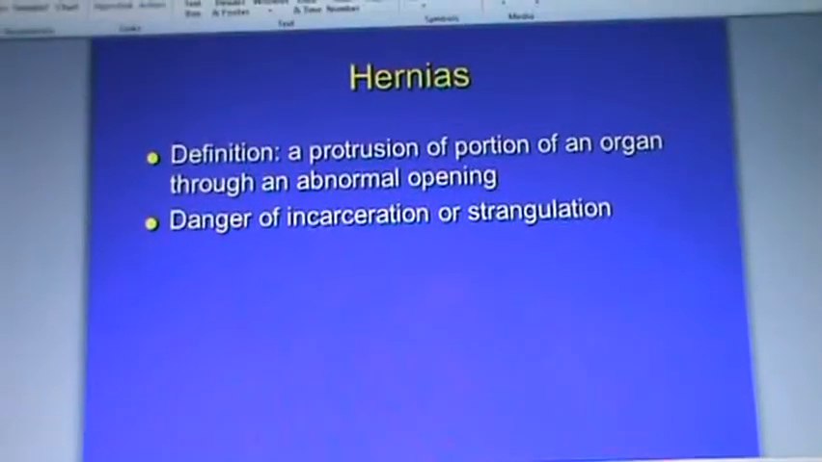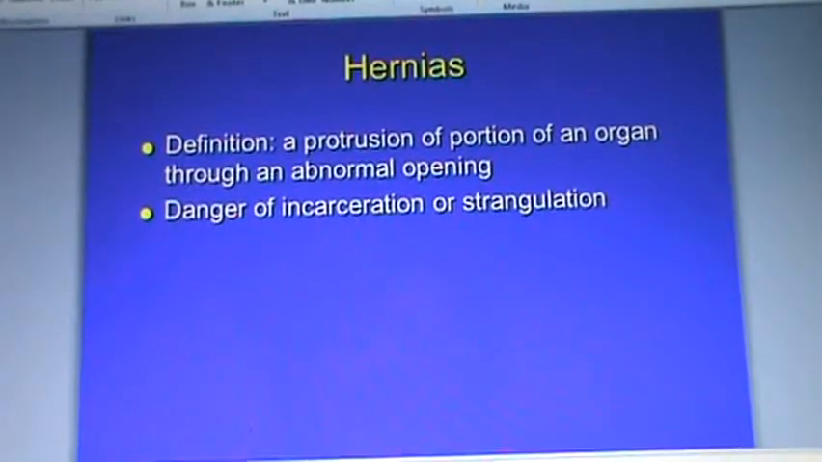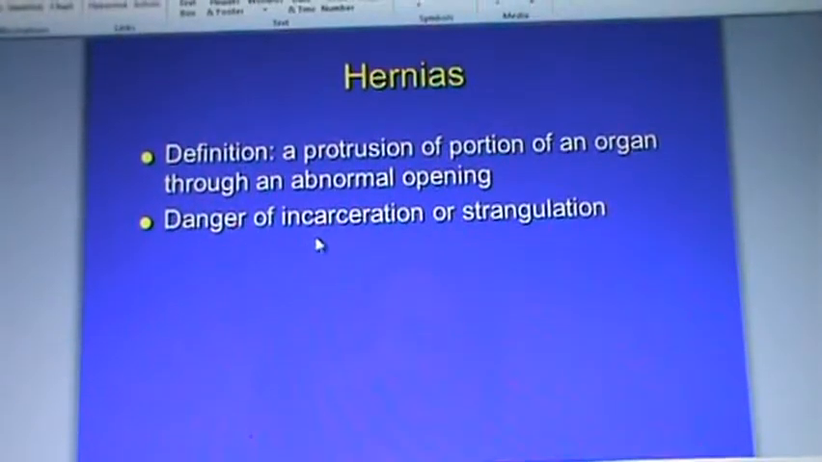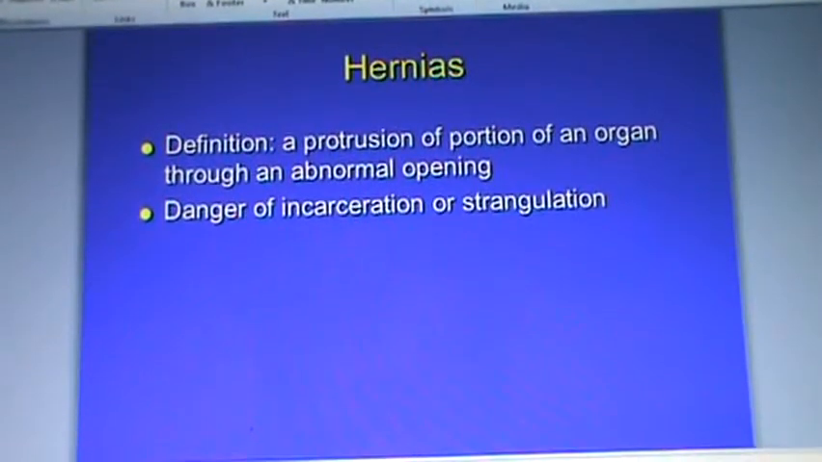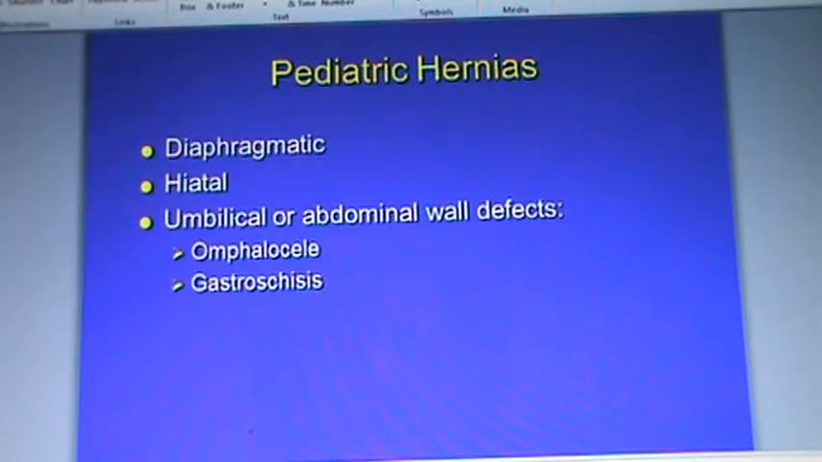Hernias. Definition is a protrusion of a portion of an organ through an abdominal opening. Danger of incarceration or strangulation. That's the big problem. And we do what's called a reduction. If you can push it back in where it came out of, nice and easy, that's fine. Pediatric hernias: they're diaphragmatic, hiatal, or umbilical or abdominal wall defects.